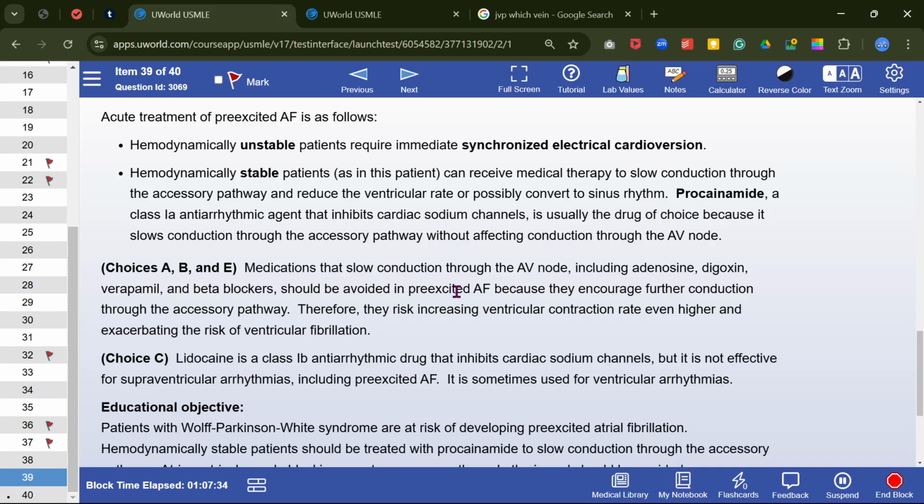Choice C, lidocaine, is a class 1B antiarrhythmic drug that inhibits cardiac sodium channels, but it is not effective for supraventricular arrhythmia, including pre-excited atrial fibrillation. It is sometimes used for ventricular arrhythmia. Got it? Okay, next.